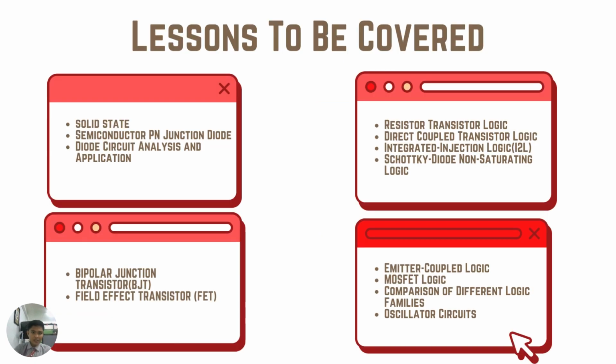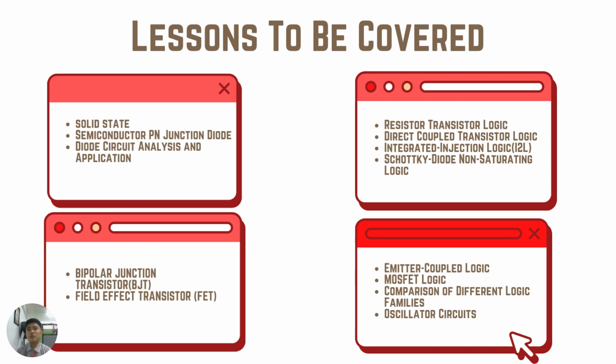Okay, so the lessons to be covered here, of course, we have number one. This one is for the prelims. We have the solid state. Another is the semiconductor p-n junction diode. The third is the diode circuit analysis and application. So that is for our prelims. For our midterms, we have the bipolar junction transistors and the field effect transistors.